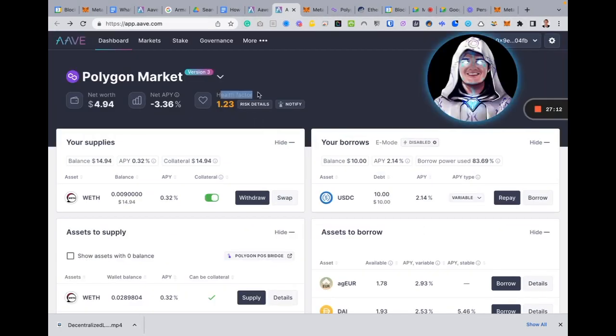Okay, here we have our dashboard, and as you can see, there's the alt factor. It's 1.23. So again, if it drops below 1, I'm going to get liquidated. So this is very important to keep an eye on at all times.